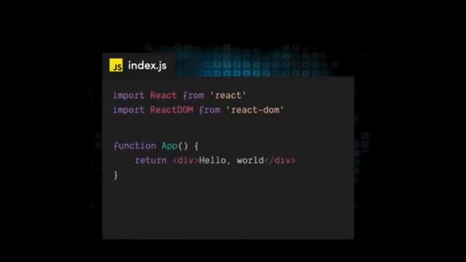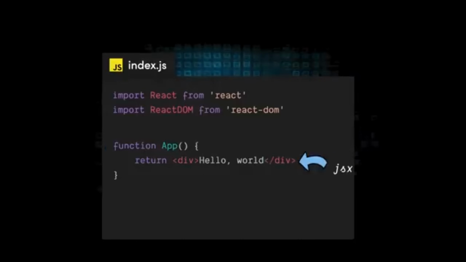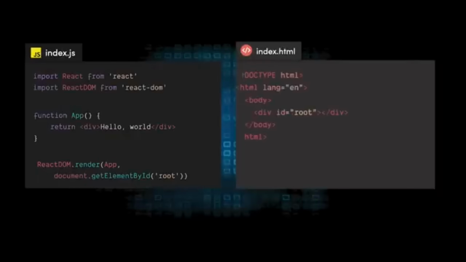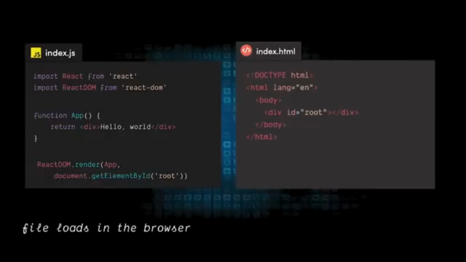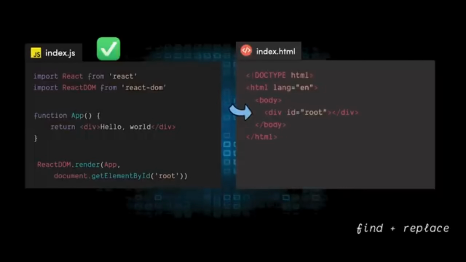Moving down the page, we have the app component. This stores all our subcomponents and all our React and returns JSX, which we'll talk about in a minute. Finally, the React DOM render function. Here's how this works. Just think of it as taking our HTML file, finding element ID root, and replacing it with everything that's inside app.